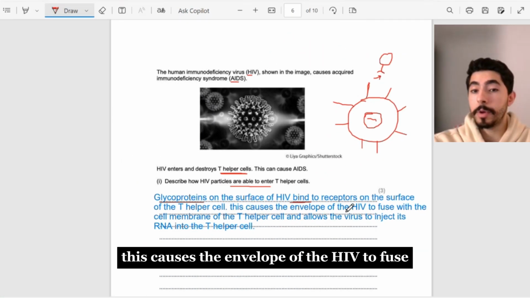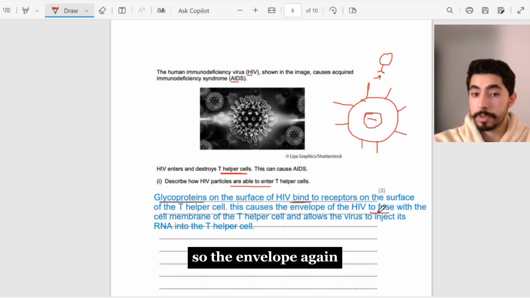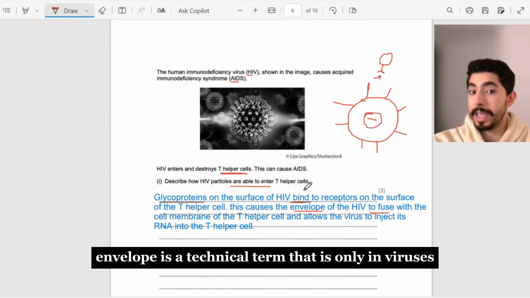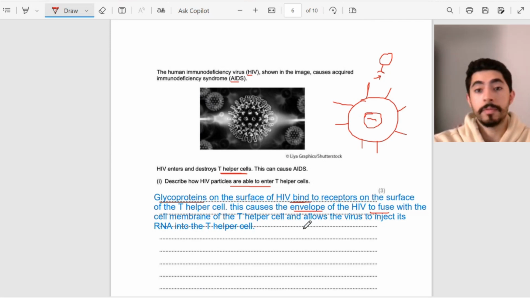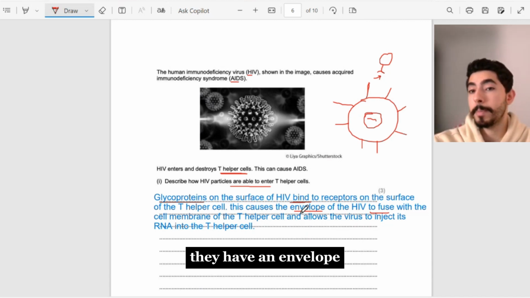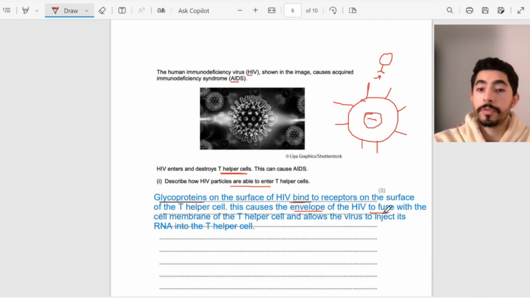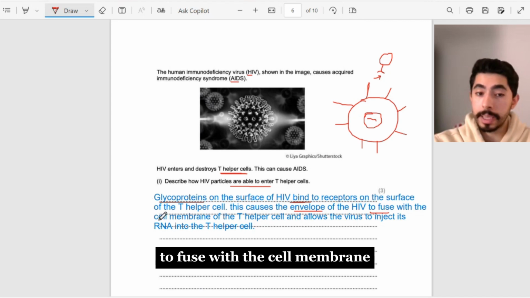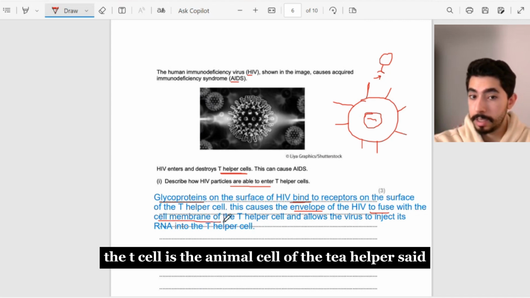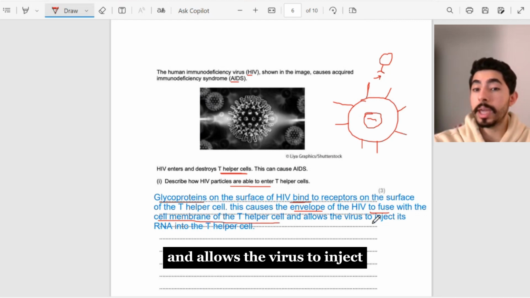This causes the envelope of the HIV to fuse. Envelope is a technical term that is only used for viruses. Viruses do not have a cell membrane or a cell wall. They have an envelope. It fuses with the cell membrane, since the T helper cell is an animal cell, and allows the virus to inject.